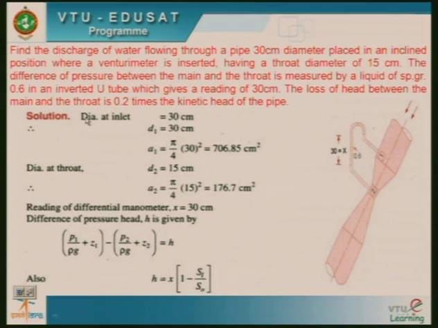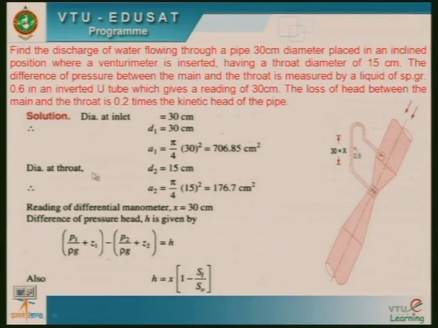So, as I mentioned earlier, kindly note down the data given in the problem. The diameter at inlet is 30 centimeter. Either you can keep it in centimeter or convert this into meters. So, D1 is 30 centimeter. Immediately calculate the value of A1. A1 is equal to pi d square by 4. Therefore, it works out to be 706.85 centimeter square.